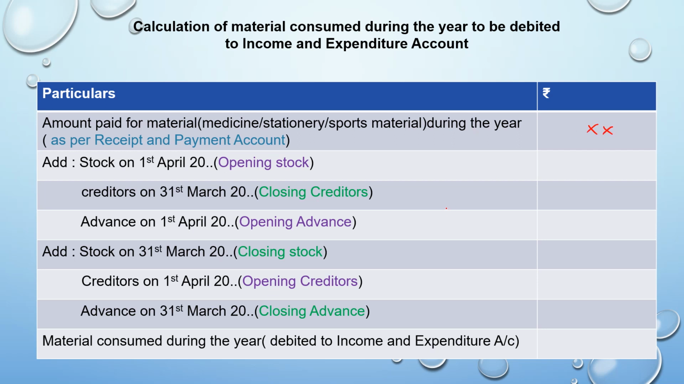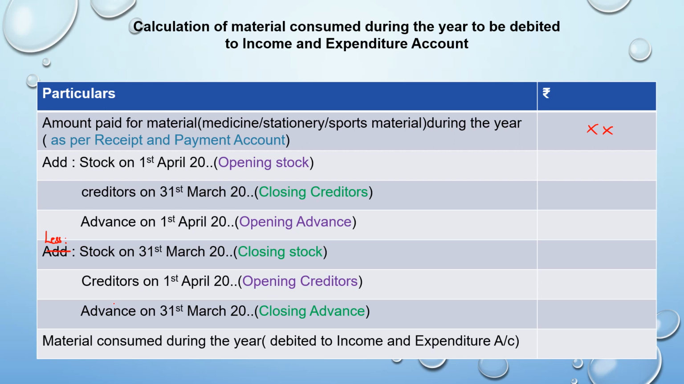Then there are certain items that would be added and certain items that would be subtracted. The items that get added are the stock of that particular material at the beginning of the year, also called the opening stock. You would add the creditors at the end of the period, or the closing creditors, and you would also add the advance which was made at the beginning of the year, that is the opening advance.